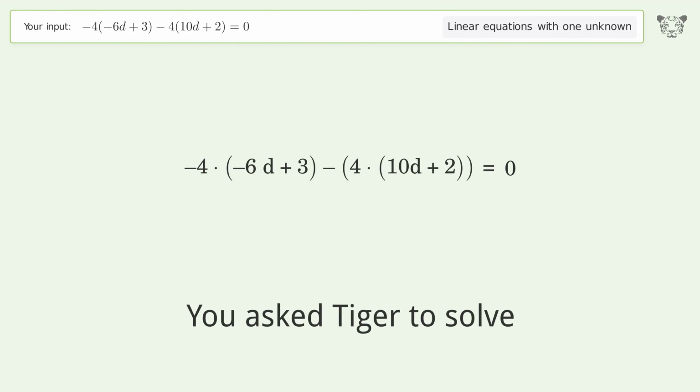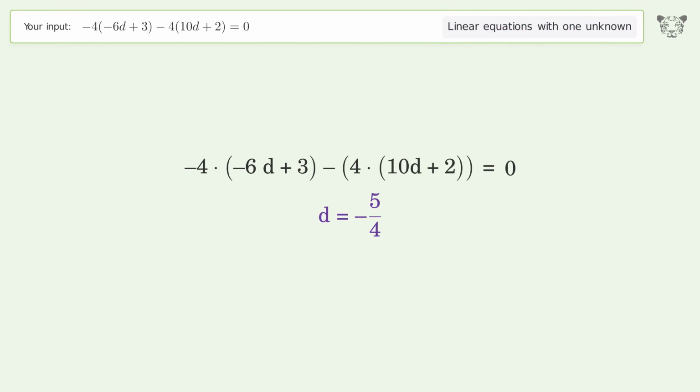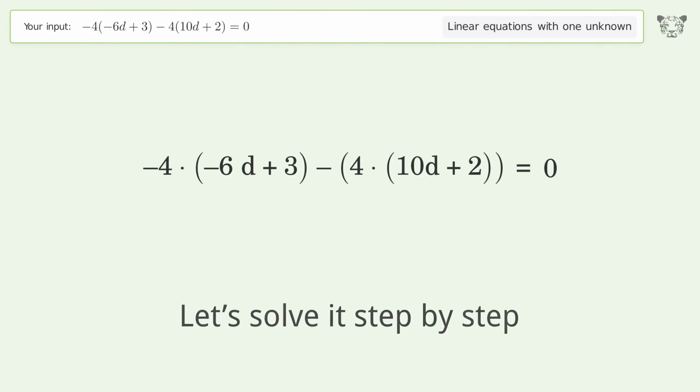You ask Tiger to solve. This deals with linear equations with one unknown. The final result is d equals -5/4. Let's solve it step by step.